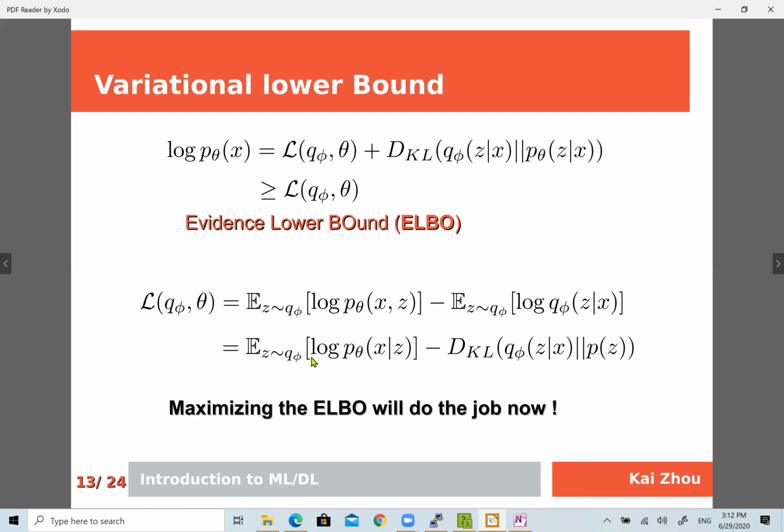Once we have this new format to represent the ELBO, you can use neural network training to do the job. Why? Here, usually we assume this generative model in the end can have some very easily evaluated format, like you assume this p theta of x given z is a Gaussian distribution function. Then taking the log, you're actually calculating the Euclidean loss, right?